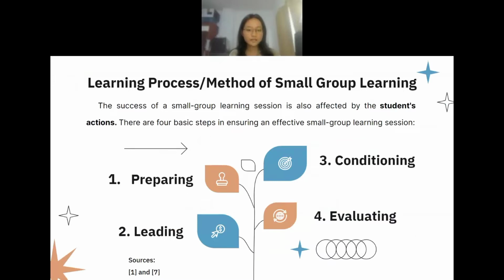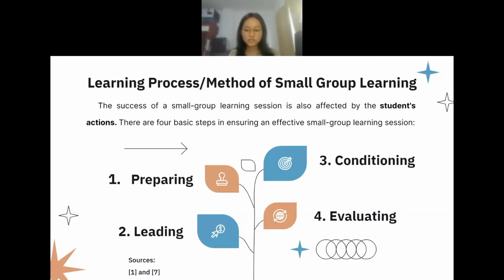Okay, so like I said, students' participation is also needed for an effective session. There are 4 steps that need to be followed. The first one is preparing, meaning students are encouraged to answer the questions by themselves first and do their own research so that they have a basic idea on how to find the solution to the problem. Second one is leading, done by the leaders of the group. The leaders have to be able to help the facilitator to create a conducive environment where the discussion takes place.